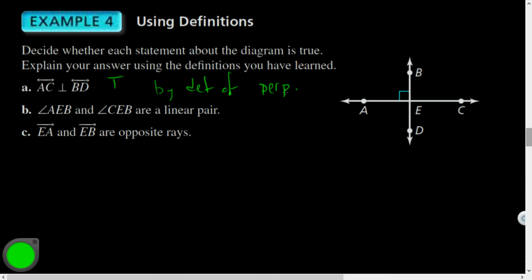All right, how about angle AEB and angle CEB? That's this angle and this angle here. Are they a linear pair? True. By def of linear pair, they share a common side, they have non-overlapping interiors, and their non-common sides form opposite rays. So by def of LP. All right.